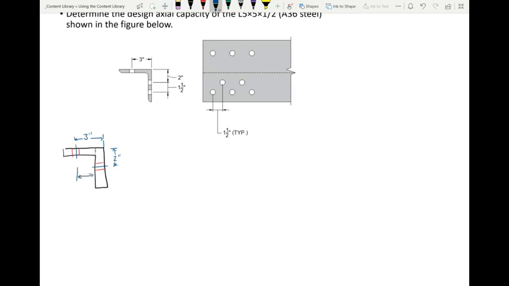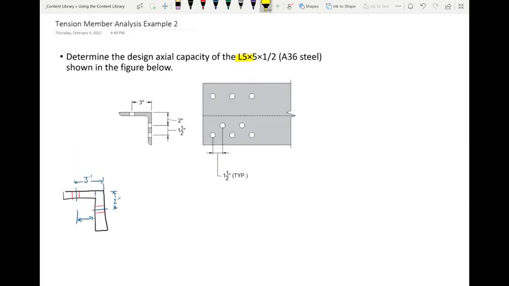What is this dimension right there? Keep in mind that maybe I'll scroll up a bit. Keep in mind that this is an L5 by 5 by 1/2. It's 2.5 inches. Oh, I had a typo here. I forgot to include that these are 3/4 inch diameter bolts. So I'll have to update my slides on that. But yeah, these are 3/4 inch diameter bolts. But you're correct. This is 2.5 inches. Okay.